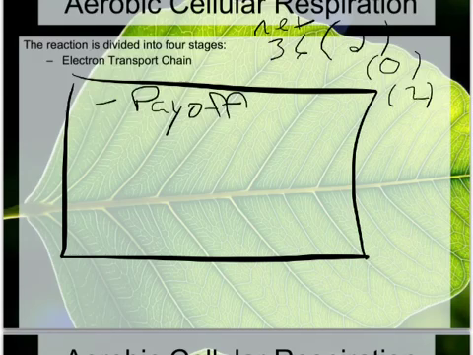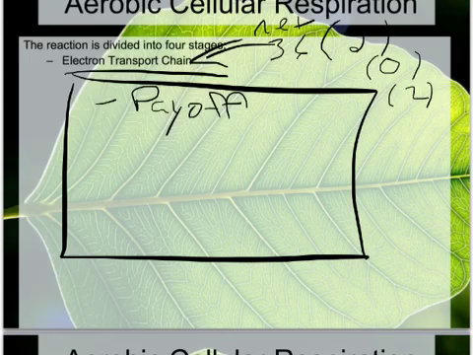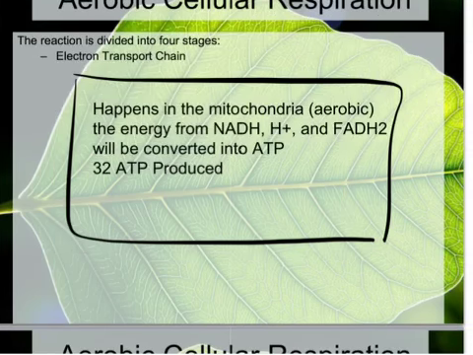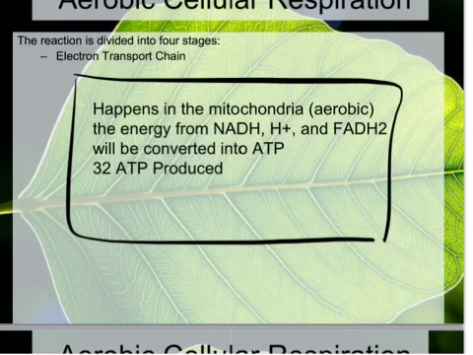So obviously, what does that mean? Where's the rest come from? Good job, Z-Tech. Electron transport chain. That's where the energy is going to come from. So let's talk about what happens here. It happens in the mitochondria again. Last 3 all have. And it's going to take the energy from NADH.